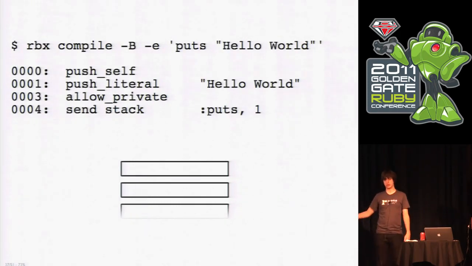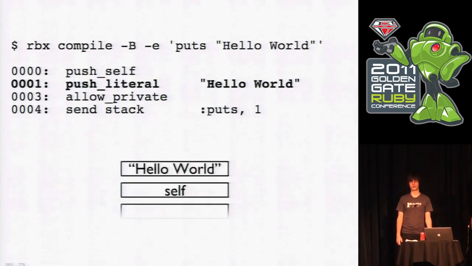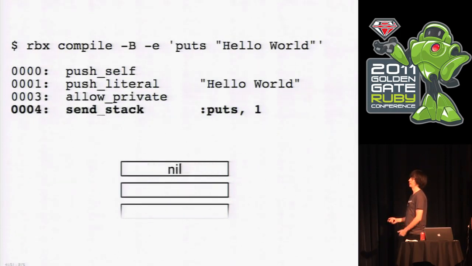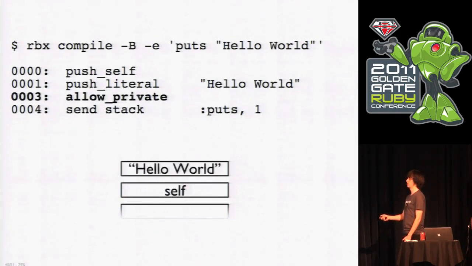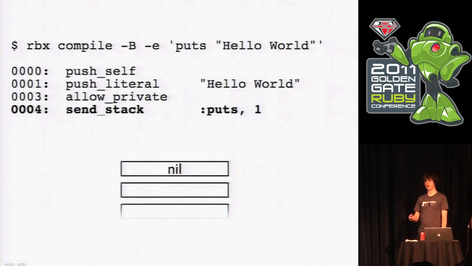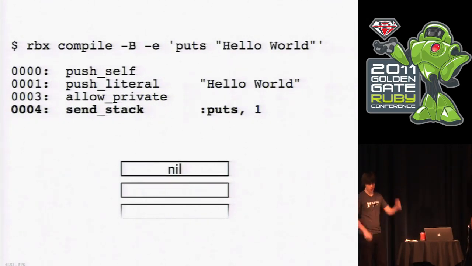And what this code does is it first pushes self onto the stack, and then pushes Hello World onto the stack, and sets a flag that allows us to send private methods, since puts is a private method. We need that flag, actually. And then there is the bytecode instruction for sending a method, which will send the method to self because it's on the stack, with one argument, which is Hello World, and then it will place the result of that method call onto the stack. And what we want to do is generate this bytecode.